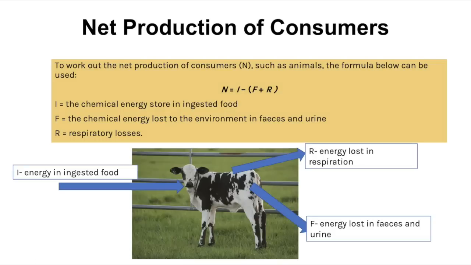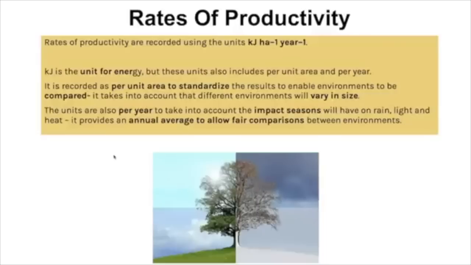So here's just a visual representation. We're basically looking at the amount of energy going in minus the energy losses coming out, which is the energy lost in respiration and the energy lost in feces and urine. The rates of productivity are recorded using the units kilojoules per hectare per year. So there's 3 parts to those units, and it can be asked as a 2-mark question to give the units or to say why you have 3 parts to the units.